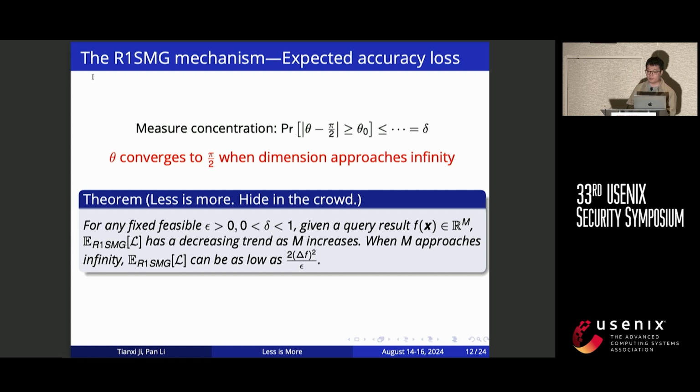For any high dimensional query, the expected accuracy loss is decreasing as the dimension increases. When m approaches infinity, then the accuracy loss is a constant. And that's kind of showing the philosophy that you can hide your data in the crowd when dimension is very high, with only limited added noise.